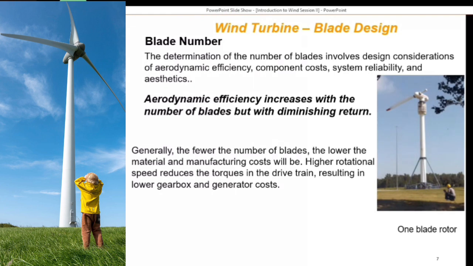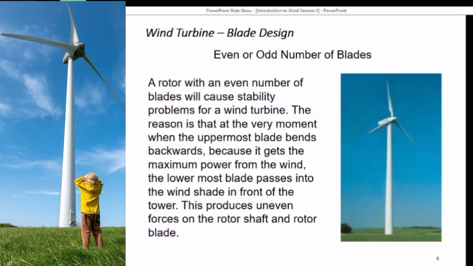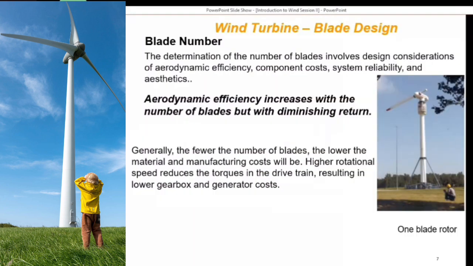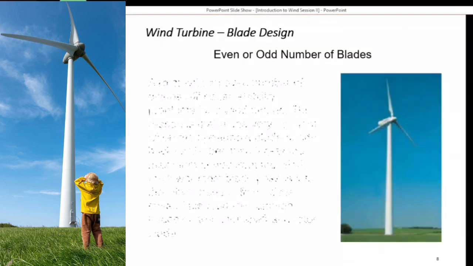and you project from the return of just your investment. So that is, aerodynamic efficiency increases with the number of blades, but with diminishing return. That means the more you increase, the more you increase the return. That is what they explain down there. Generally, the fewer the number of blades, the lower the material and the cost.